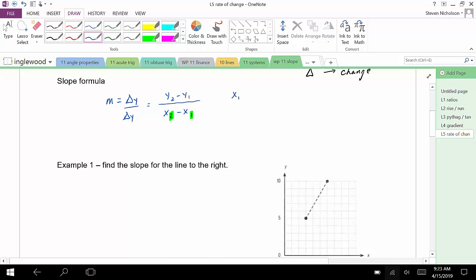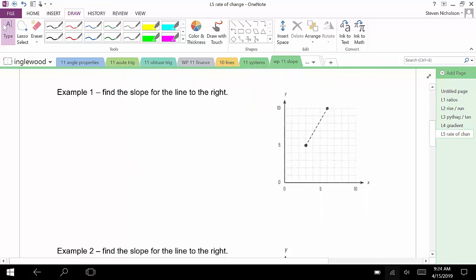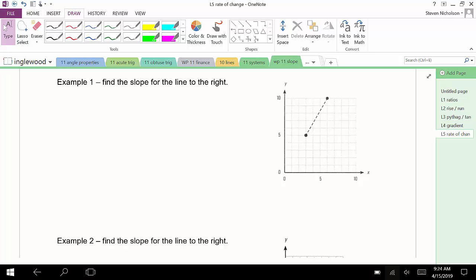So x1 is the x coordinate of point 1, and y1 is the y coordinate of point 1. And similarly, x2 and y2 are the x and y coordinates of the second point. So in finding the slope of a line using this formula, it's very important to identify the 2 points. So in our first example to the right, here's this line, and we want to figure out the slope of the line between those 2 points.